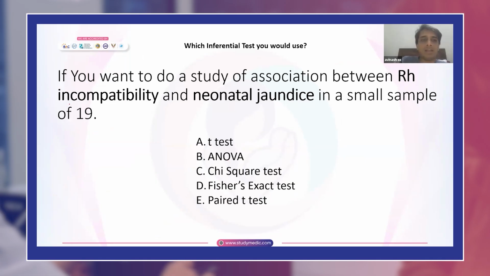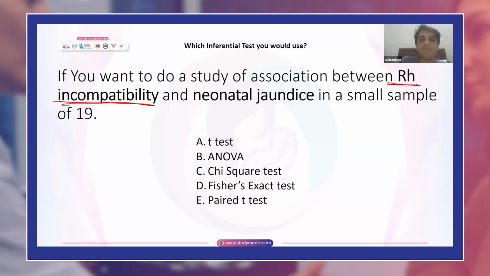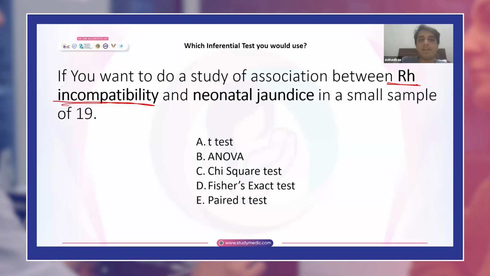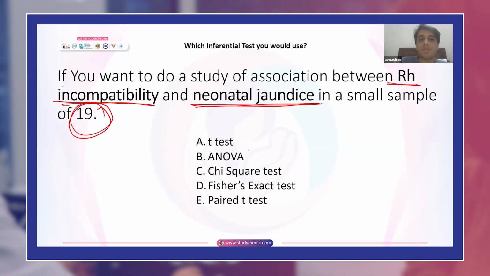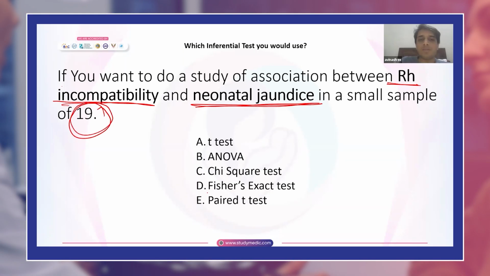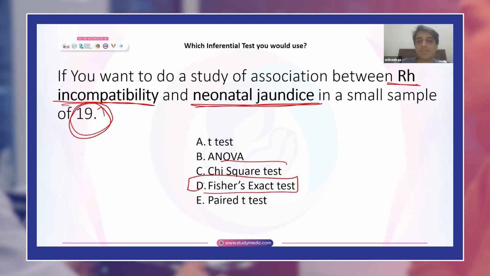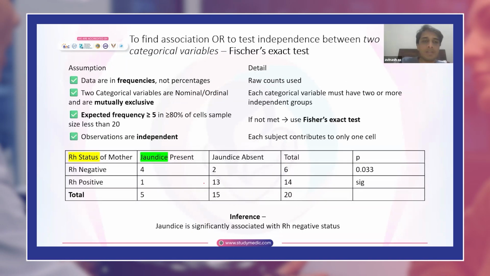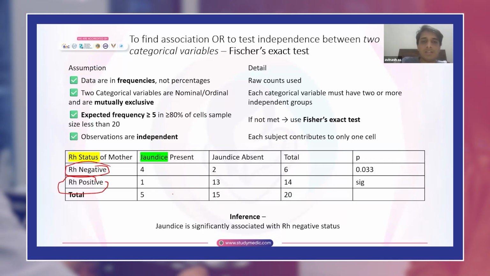If you want to study an association between RH incompatibility, again a categorical variable, compatible or not, and neonatal jaundice present or not, so two categorical variables, but the sample size is less than 20. So if you want to study the association between two categorical variables and the sample size is less than 20, then the alternative to the chi-square test is Fisher's exact test. Both are non-parametric tests as they both deal with categorical variables. You can see the RH status is a categorical variable and jaundice status is another categorical variable.